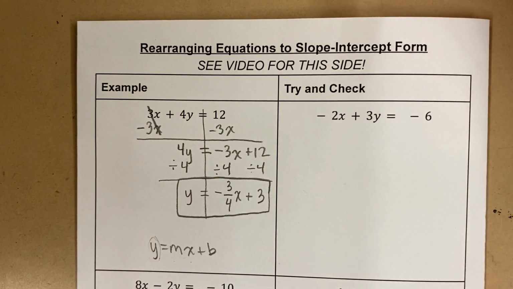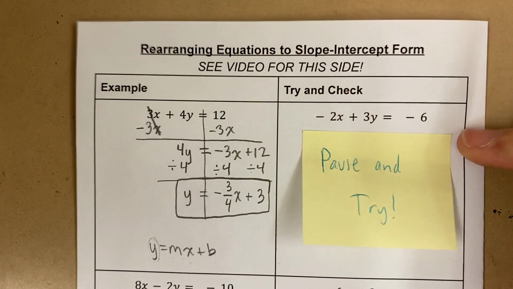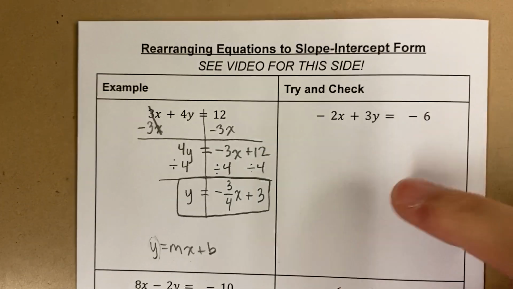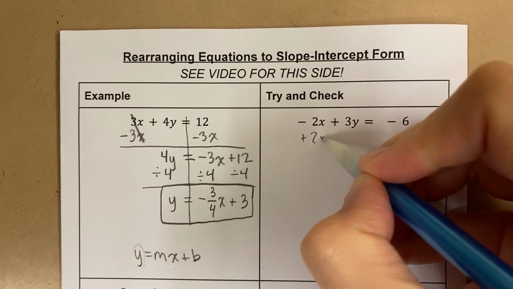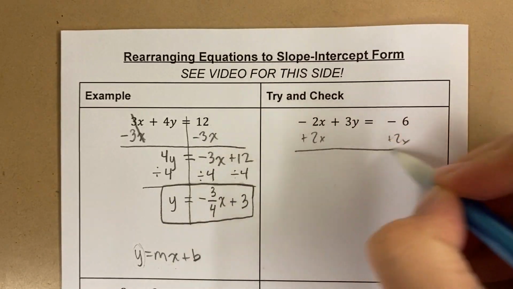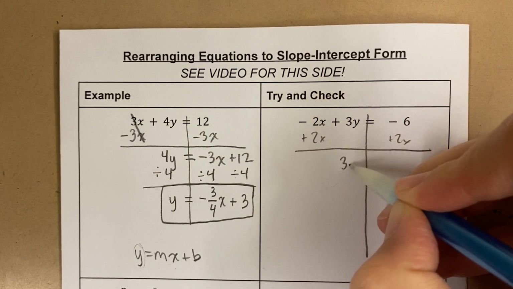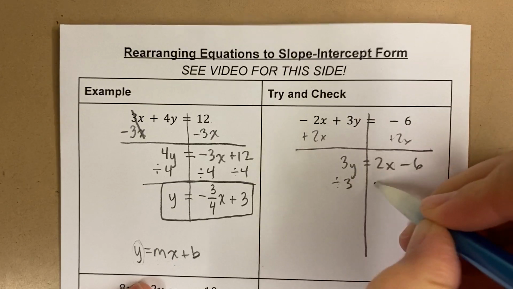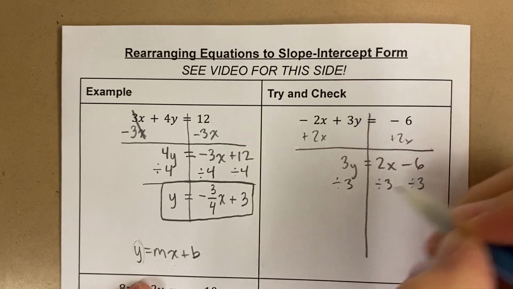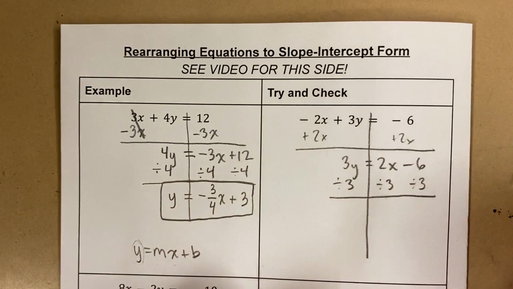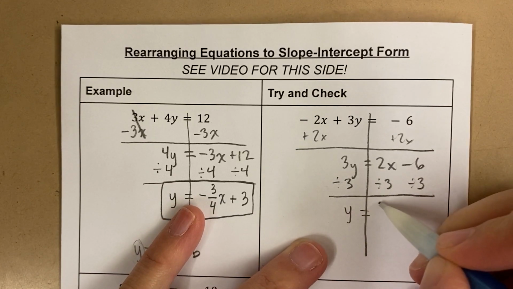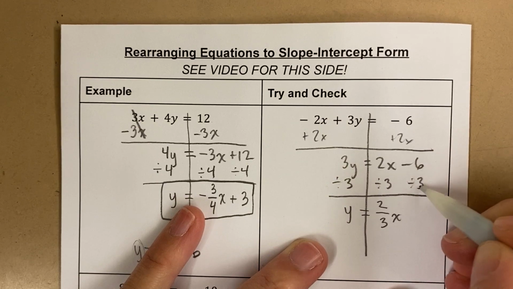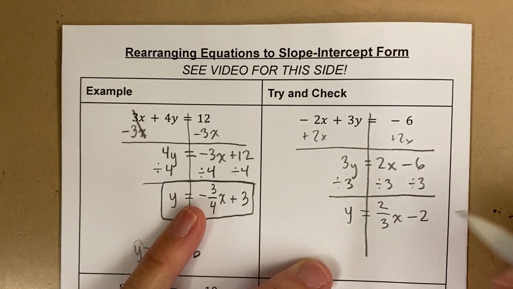All right, so that's how you do it. Go ahead and pause the video right now and try this one. Okay, if you're watching, you should have already tried this. Really quick, I'm going to add 2x to both sides. This is what your work should already look like. And then divide by 3 all the way through, right? Reference your example. I get y equals negative 2/3 x, because negative divided by positive is negative. Okay, so check your work.